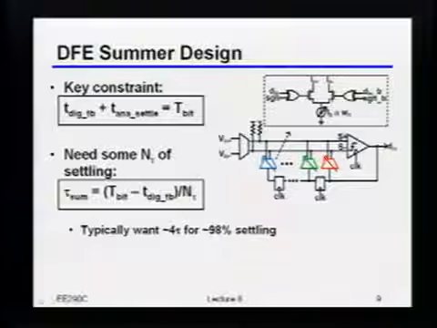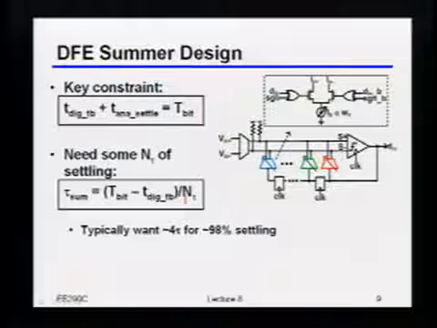Okay? And so just as a reminder, if you wanted, let's say, 98% settling, that n tau would have to be about 4. Okay? If you wanted, let's say, 90% settling, it would be like 2.3, right? Anywhere inside of that range, and you can play around a little bit with that exact settling value. But a typical number is indeed about 4 or so.